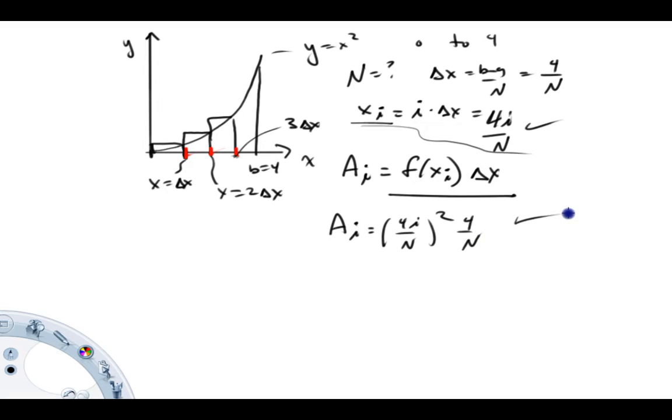This now gives me a formula that will tell me the area of any rectangle I choose. So for example, if i is 3, the area of the third rectangle is 4 times 3 over n, the quantity squared, times 4 over n, for any given value of n.